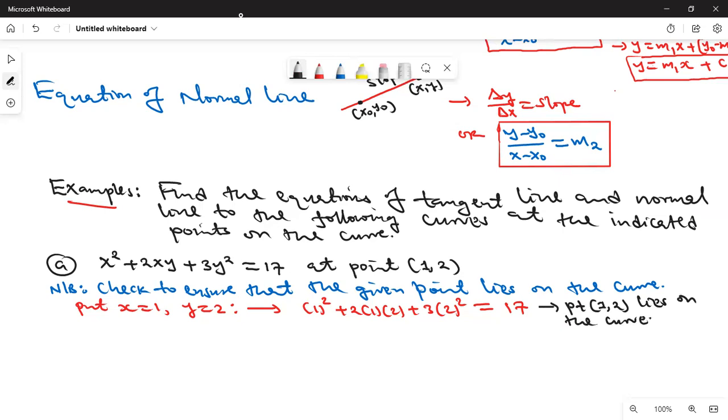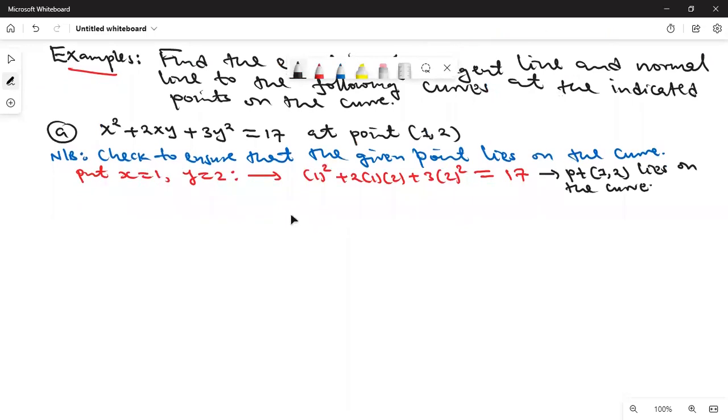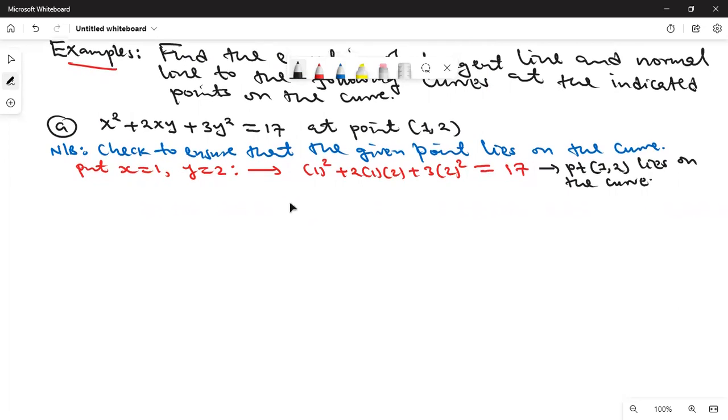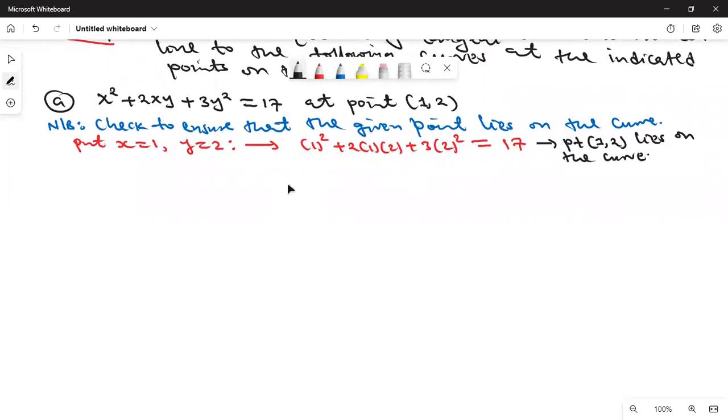So now we can proceed to find the equation of the tangent and normal line. Now let's find dy/dx. Look at our function. This is an implicit function, and you know how to differentiate implicit functions. You don't need to make y the subject. We are going to use implicit differentiation.